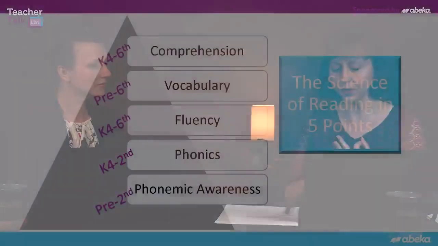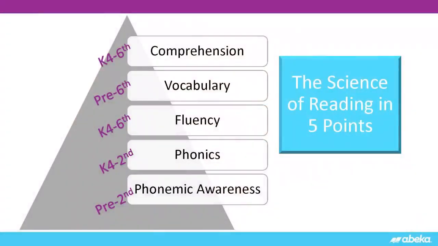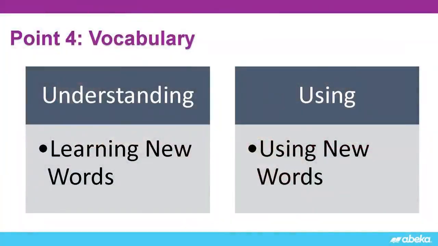So we've already talked about 3 parts of the science of reading, and that is phonemic awareness, phonics, and fluency. Now we're going to get into the 4th and 5th, vocabulary and comprehension. So let's start with vocabulary. And I know you have it divided into 2 broad purposes. So when we're talking about developing vocabulary, we first need our students to understand it.